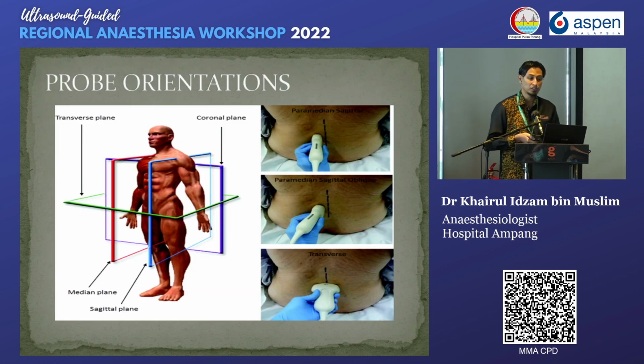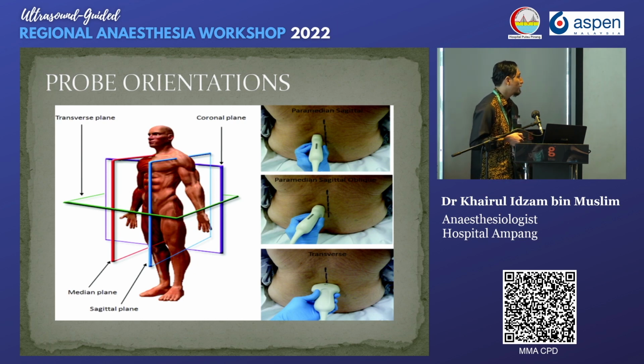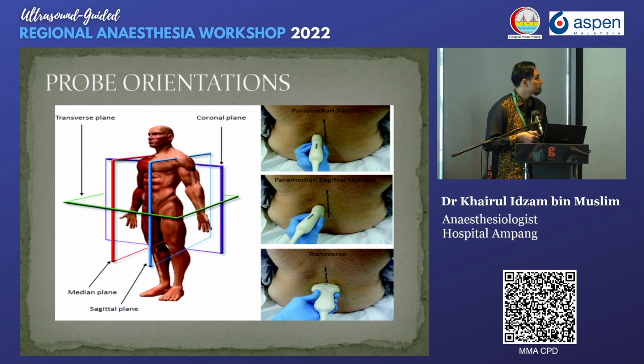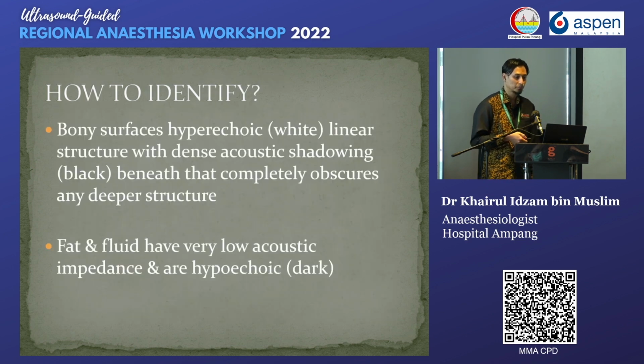So first, we need to know the proper orientation. There are three: the paramedian sagittal, the paramedian sagittal oblique, and transverse orientation. From the paramedian sagittal orientation, we need to turn 90 degrees to get the transverse orientation.